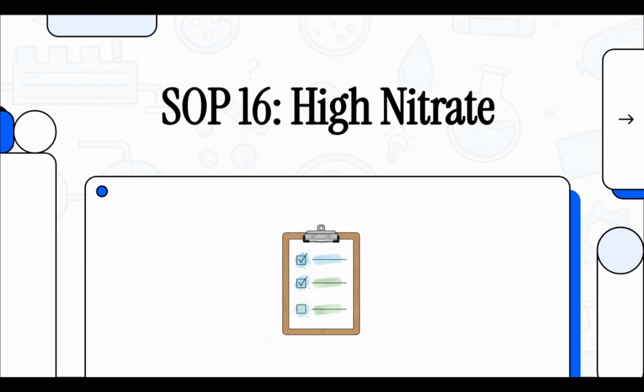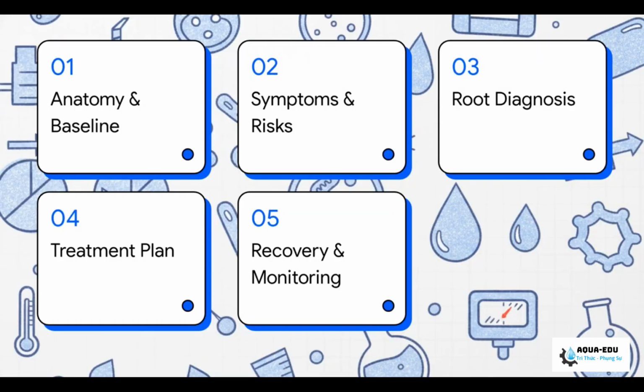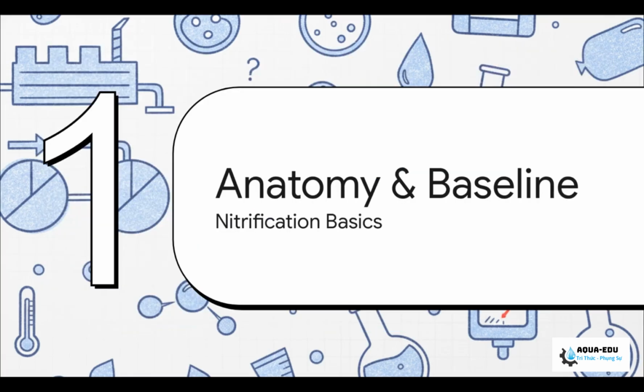And man, when those numbers start climbing, the pressure is absolutely on. So we're going to break down this SOP step by step so you know exactly how to handle it. We are going to treat your system just like a patient today. We'll be hitting 5 critical areas: anatomy and baseline, symptoms, diagnosis, treatment, and finally, recovery. We'll start by looking at what healthy actually looks like, and then move all the way through getting your plant back into full compliance.